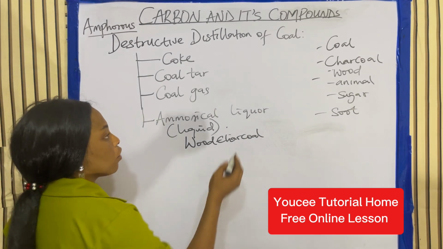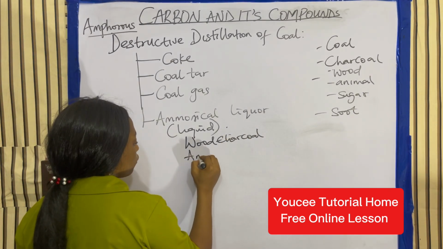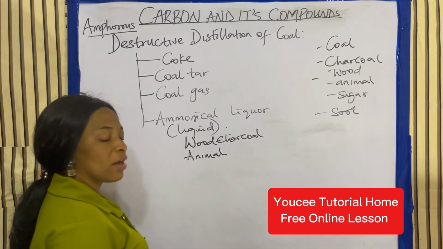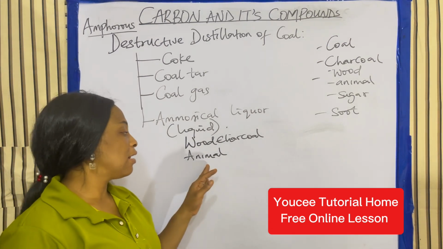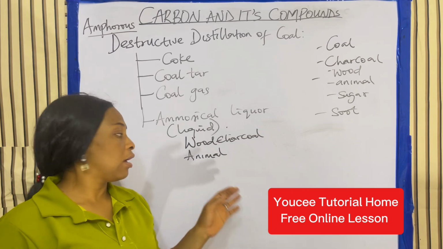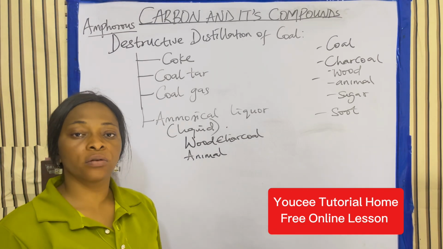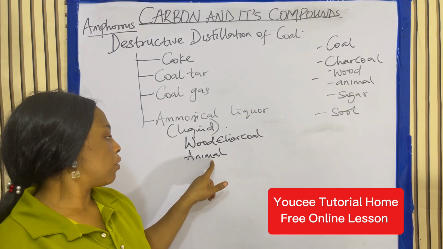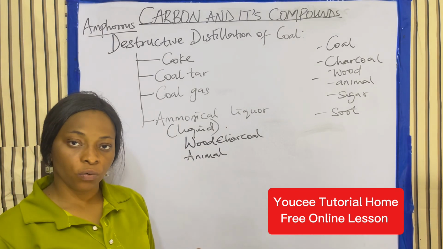Then we have what we call animal charcoal. Animal charcoal is obtained by burning animal products, maybe the animal bones, the animal blood. With that, you obtain what we call animal charcoal.